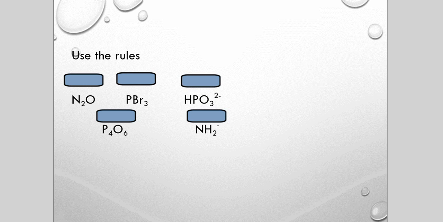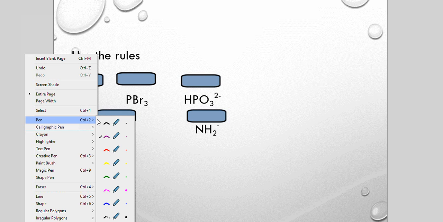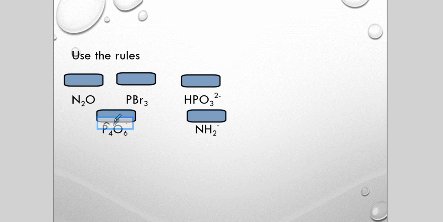We're going to use our little rules now to look through these. So, bear with me here. In the first, dinitrogen monoxide, oxygen's -2. We know that the sum charge of this molecule is 0, so each nitrogen must be +1. Phosphorus tribromide, bromine must be -1, most electronegative. -3, phosphorus must be +3.